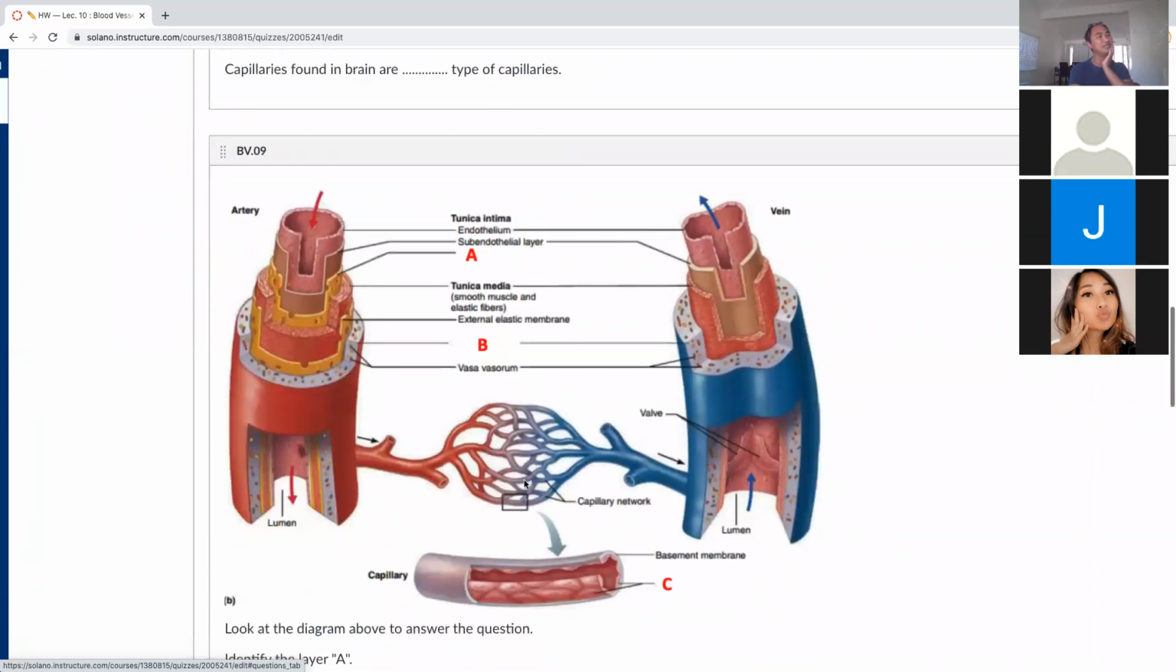Where is it? Oh yeah, so this is easy for you if you just flip the diagram. But the layers of the arteries or the veins: tunica intima, media, adventitia, that's the basic. Intima is innermost. What is it made of? It is made of flat squamous cells, the same thing that lines the heart.